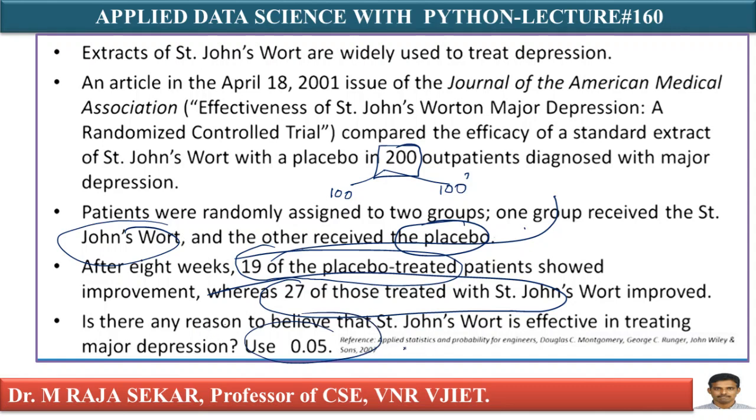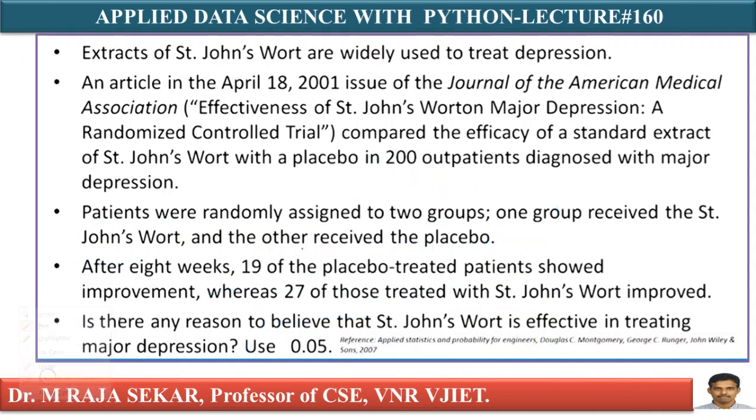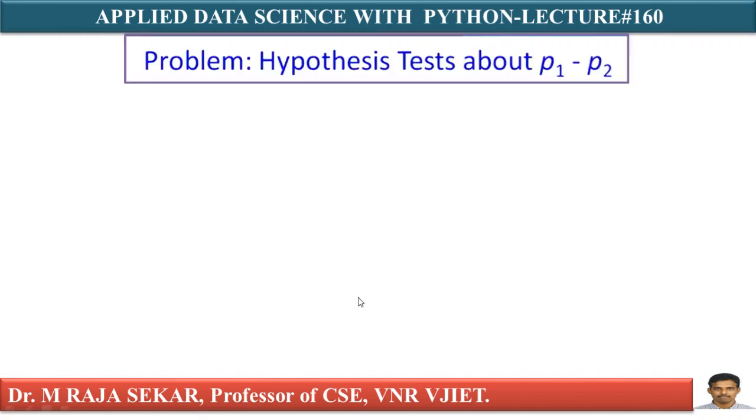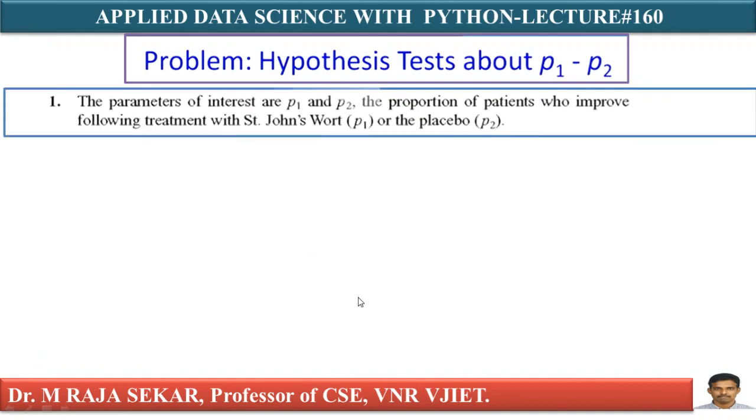As usual, we collected this problem from Applied Statistics and Probability for Engineers. You must remember these values: how many outpatients there are, how many are placebo treated, how many St. John's wort patients improved, and what the level of significance is. What you have to do: is there any reason to believe, meaning what is the status quo? Status quo is no reason, isn't it? Therefore, let me write my status quo.